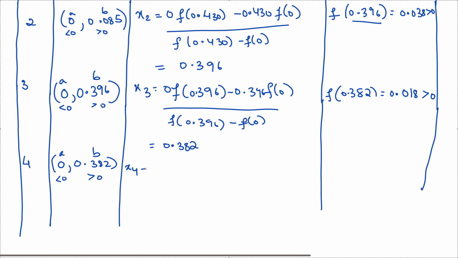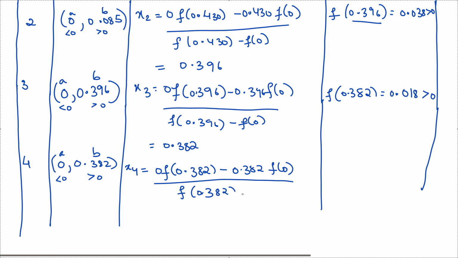Now let's find out x4. x4 is equal to 0 into f of 0.382 minus 0.382 into f of 0 divided by f of 0.382 minus f of 0. So this is equal to 0.375. Now f of 0.375 is 0.007, which is again greater than 0.